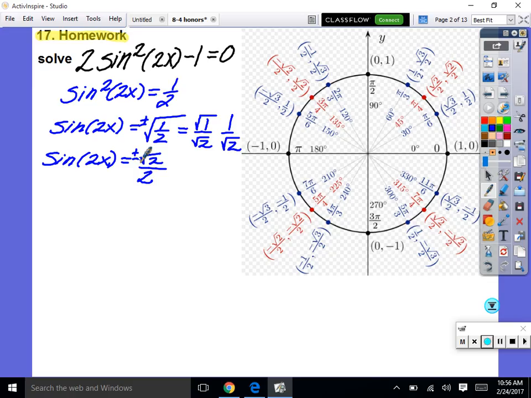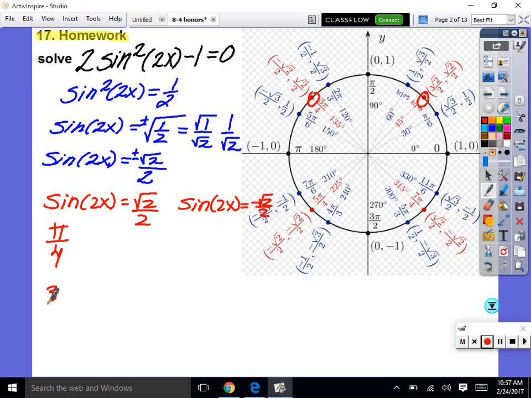Okay, so there's a lot to think about. This one was probably one of the more advanced ones, just because there's so much to think about. So we're actually going to do this. When does sine of 2x equal positive root 2 over 2? And we're also going to do when does sine of 2x equal negative root 2 over 2? So let's look. That happens here and here for this one, right? Guys? Yeah. So we have pi fourths and 3 pi fourths.